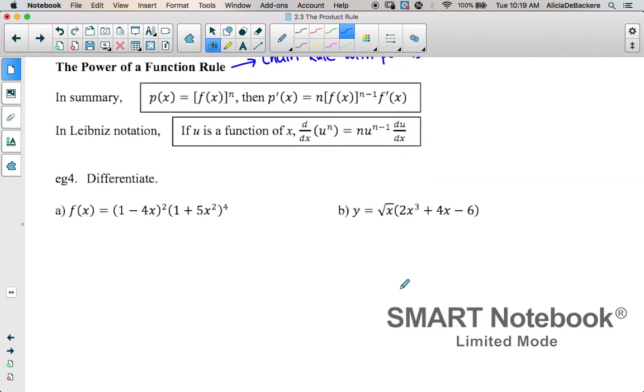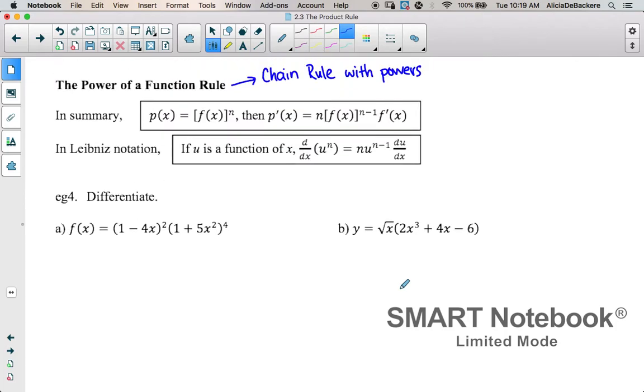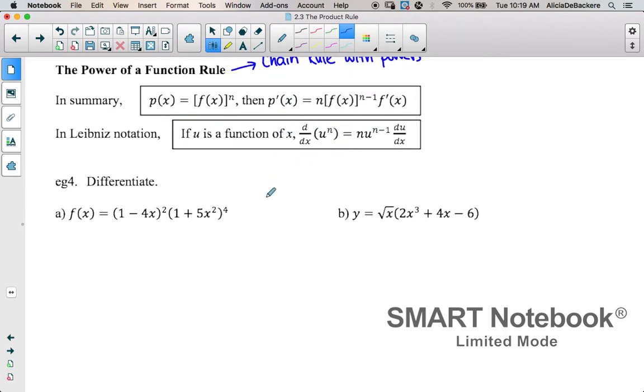Okay, so we're going to try some examples here. When I take the derivative of this first one, this is a little bit gross because it's a product rule. I have something with x's times something with x's. So this is a product rule, and within the product rule there's some chain rule stuff happening.